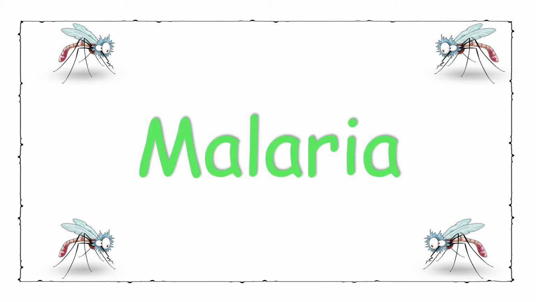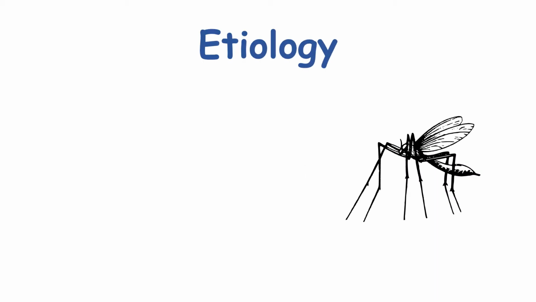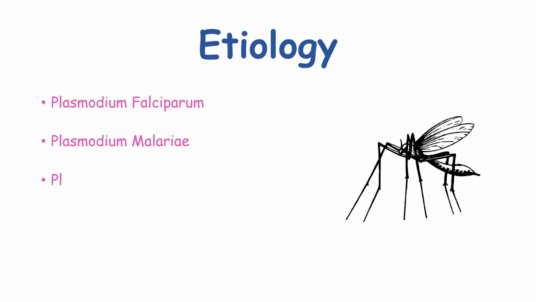Malaria is a life-threatening infectious disease caused by a protozoa, Plasmodium. Nearly 200 million people get infected and up to 600,000 die each year. There are more than 200 Plasmodium species but only 5 cause infections in humans: Plasmodium falciparum, Plasmodium malariae, Plasmodium vivax, Plasmodium ovale, Plasmodium knowlesi.